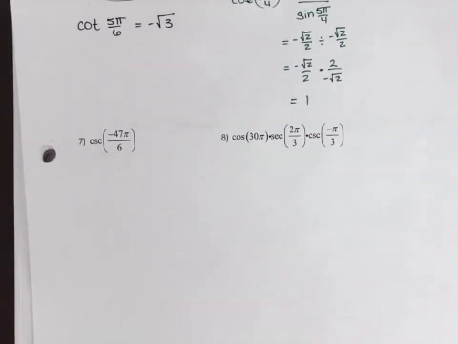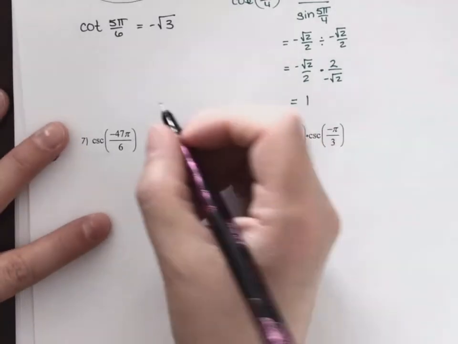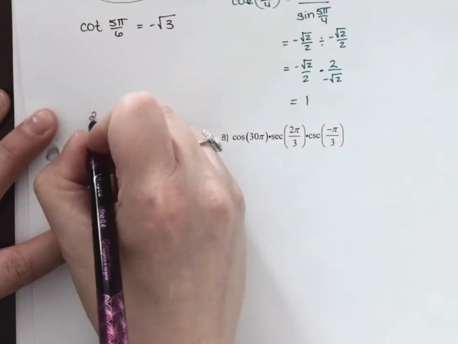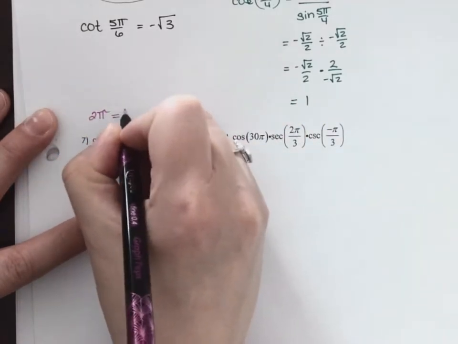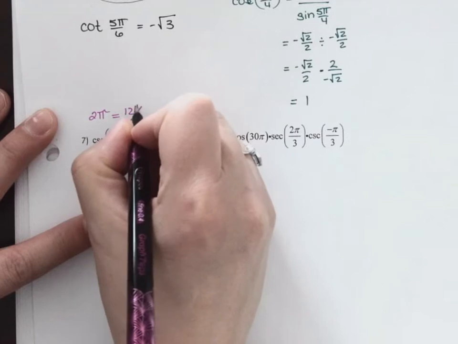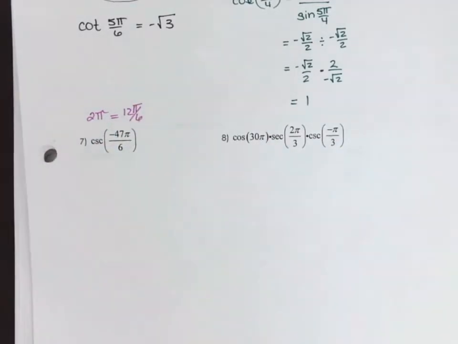Okay, so this is a double doozy again. It's negative and it's multiple rotations. So what do you guys want to do? I just added 4 full rotations. Because that would be 48, since it's still over 6, it'd be 12. Right. Over 6 with 2 pi. So then it'd be 48 full rotations to get it just in the positive.